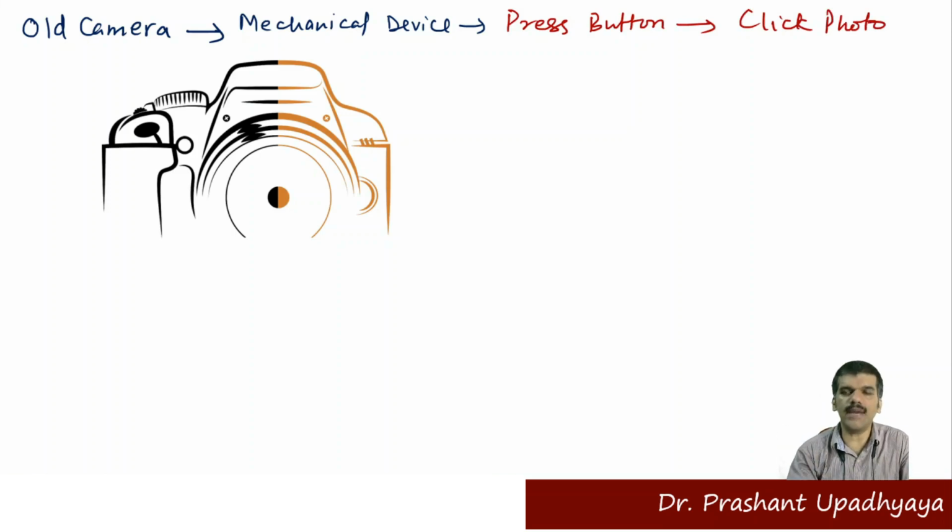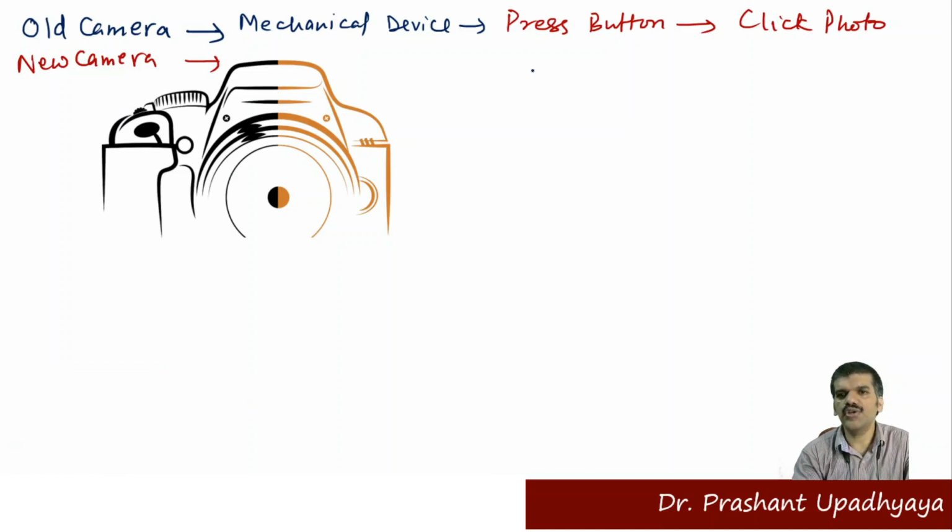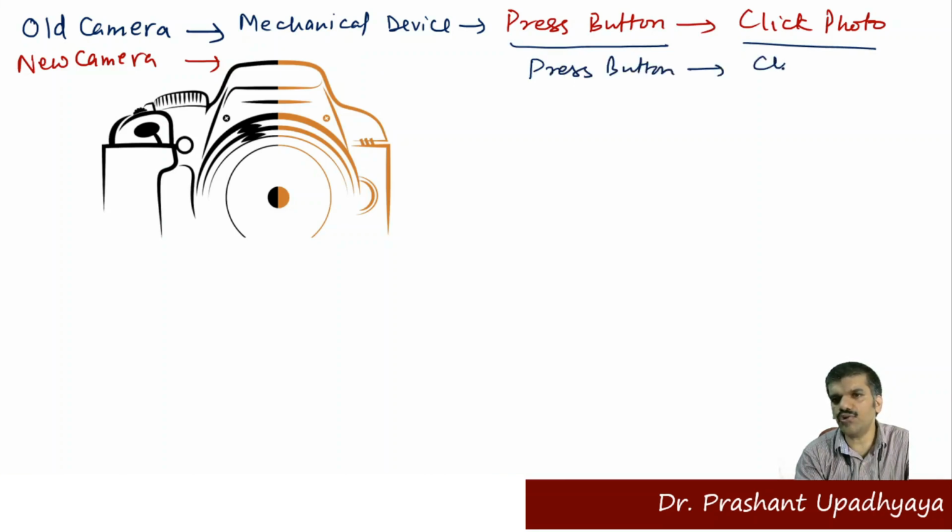Now talk about the new camera. Technology has advanced, and now you can see lots of different types of cameras, such as DSLR cameras and mobile cameras. If I ask you what the interface of the new camera is, again you press a button and it clicks a photo. So for the new camera also we press the button and it clicks a photo, but in the new camera we have more complexity inside it.